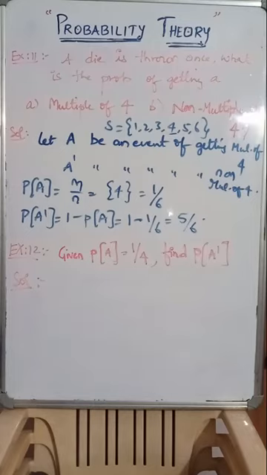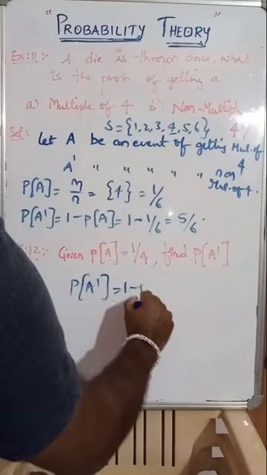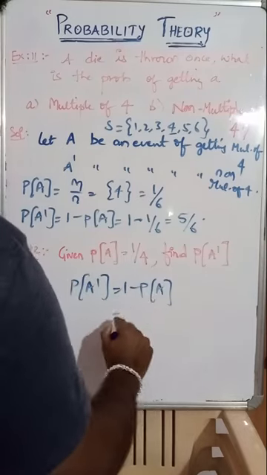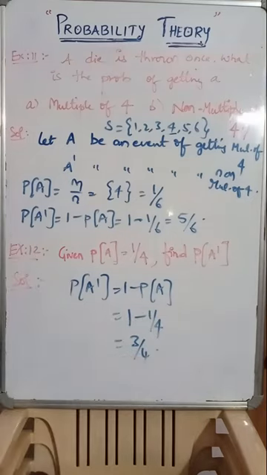Now, example number 12. Given P of A is 1 by 4. Straight question. P of A dash is 1 minus P of A, 1 minus 1 by 4, 3 by 4 is the answer. Straight question. Guys, with this, level 1 problems are over. Clear? Exactly. Example 12 problems. Isn't it? This is all level 1 problems.